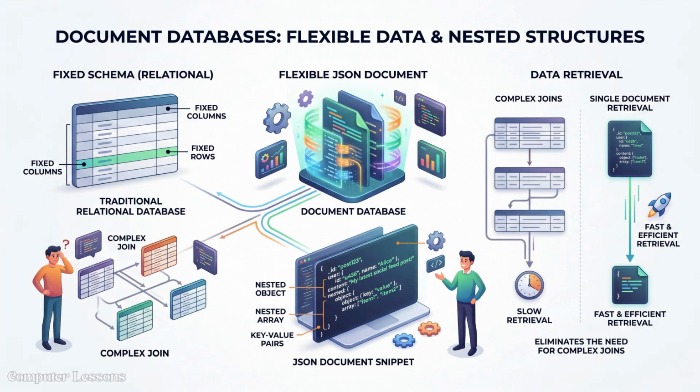Document databases store records as flexible JSON documents instead of using fixed rows and columns to accommodate rapidly changing software applications and social feeds. You can nest arrays and objects inside a single document, eliminating the need for complex and slow joins during data retrieval.